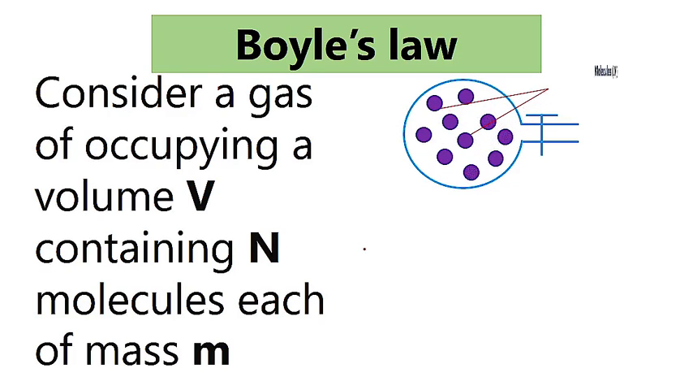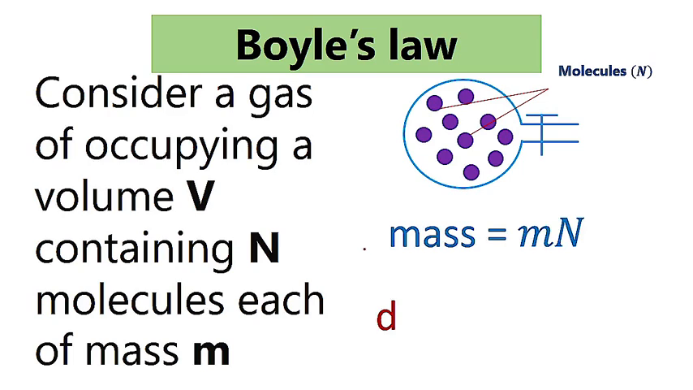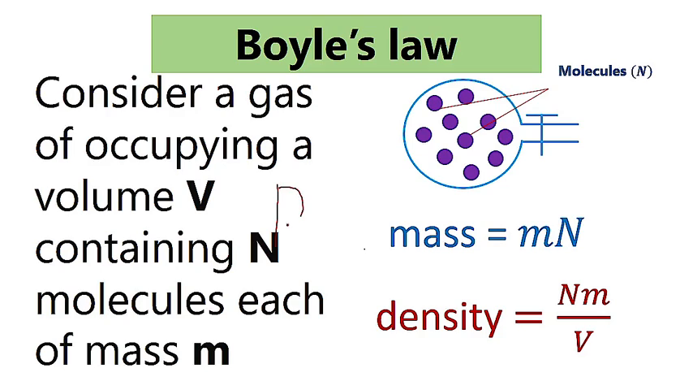So if the vessel has a total of n identical molecules, each of mass m, then we can get the mass of the gas in the vessel, which will be the mass per molecule times the total number of molecules. In that way, if we divide that mass by the volume of the container which the gas occupies, we end up with its density.